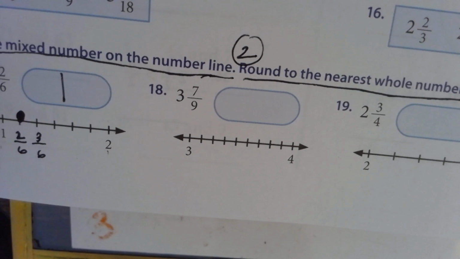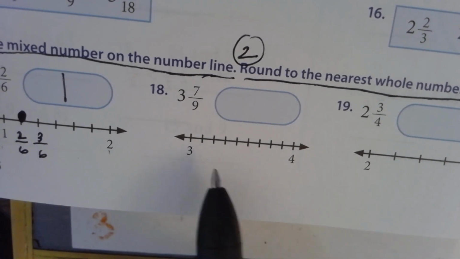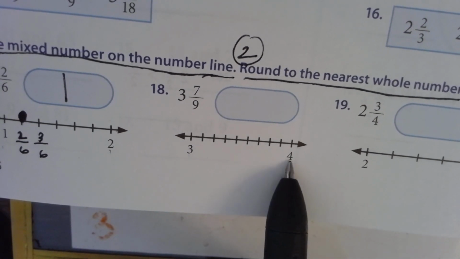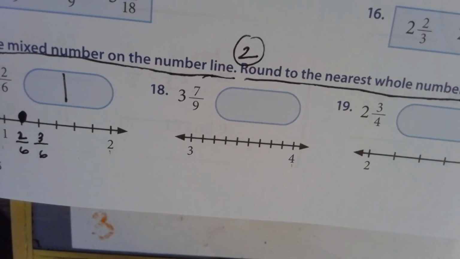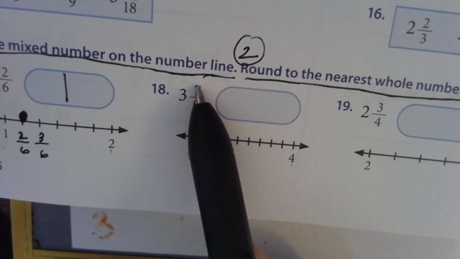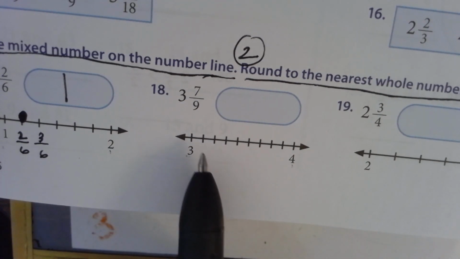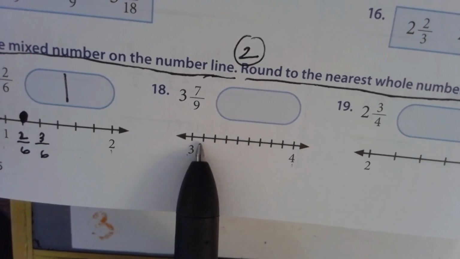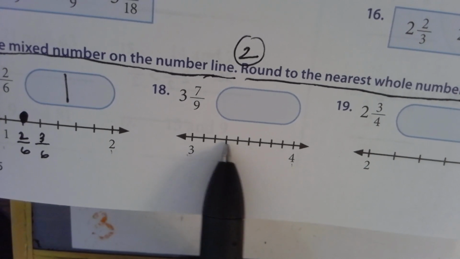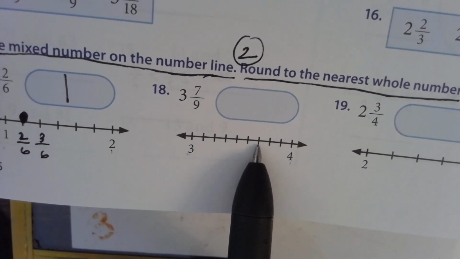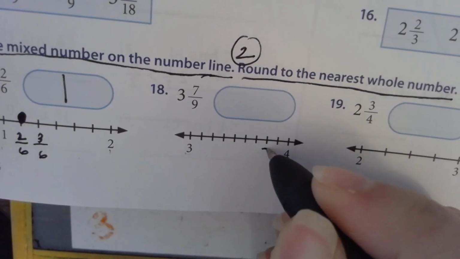Let's also do 18 together, just in case. Okay, I'm going to come down a little bit. 3 and 7/9. Again, if my denominator is 9, I'm going to assume that between 3 and 4, there are 9 spaces. I have to hop 9 times to get to the next whole number. So if I'm at 3, I'm looking for 7/9. I'm going to start at 3 and jump over 7. 1, 2, 3, 4, 5, 6, 7/9.